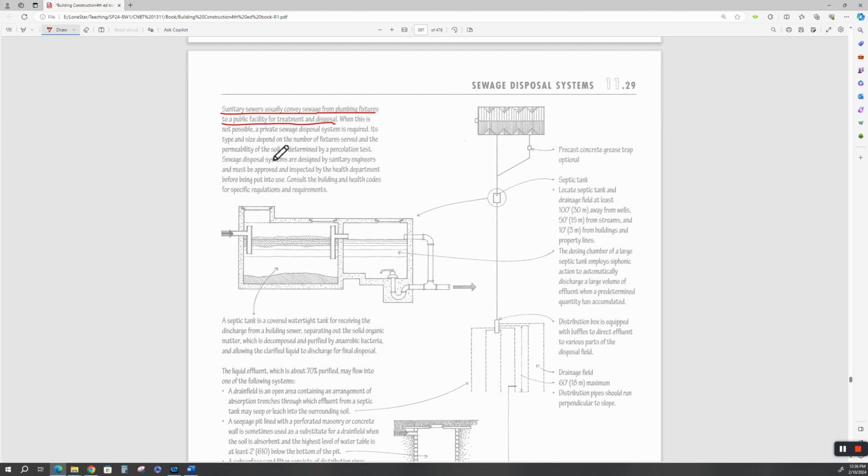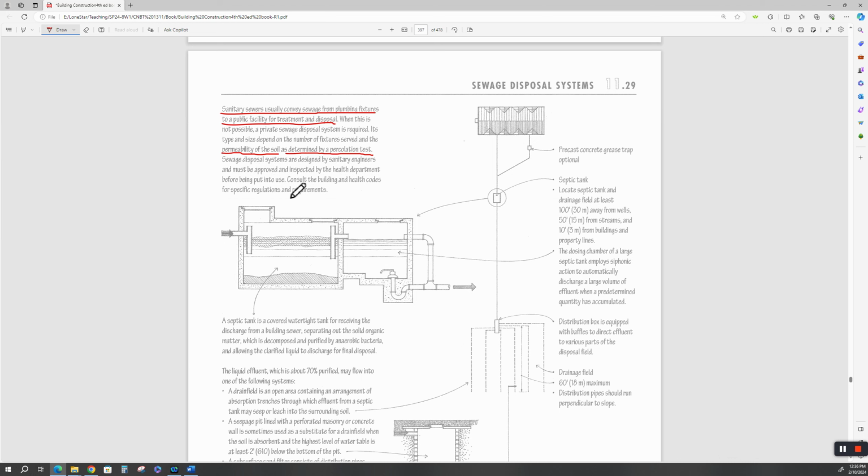Its type and size depend on the number of fixtures served and the permeability of the soil. Now, we talked about soil permeability back in the soils section in the early part of this course, and that is determined by what is called a percolation test. Now, sewage disposal systems are designed by sanitary engineers, civil engineers, and must be approved and inspected by the health department before being put into use.